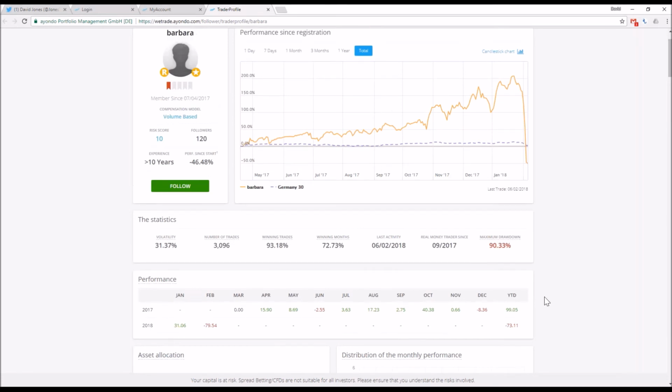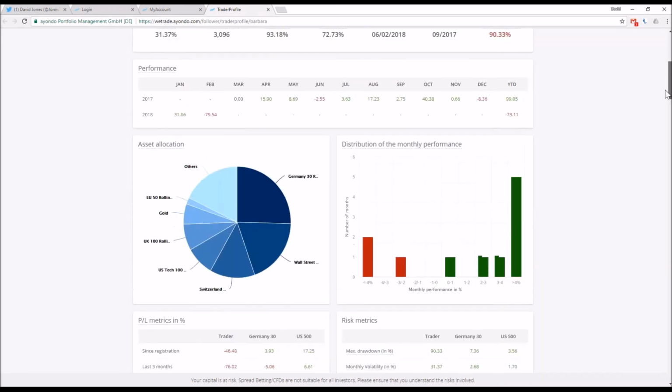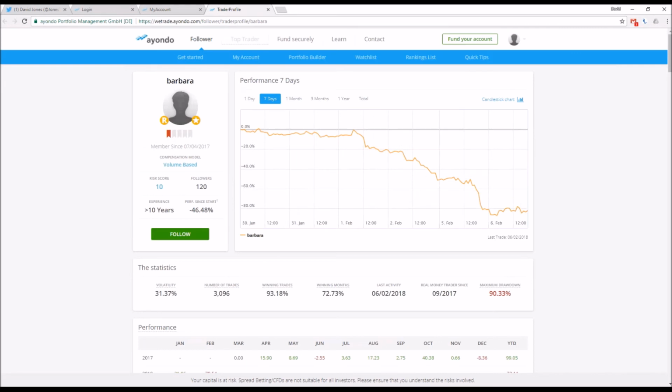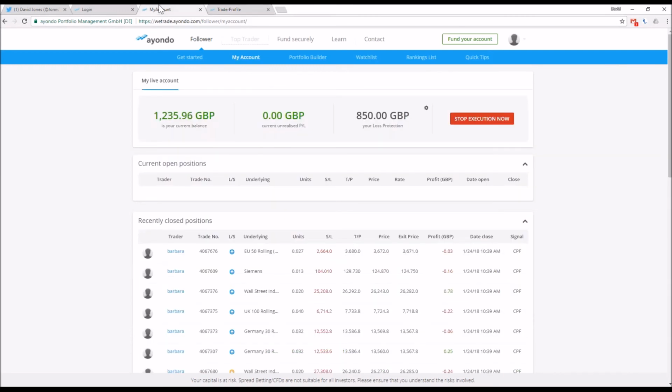So Barbara's clearly got clobbered. Last year, she made nearly 100%, 99%, but has been absolutely chopped. So we'll look at the details, and it's with the markets falling just over the last few days. Dear me, that's very poor risk management. Anyway, let's get back to my account. So £1,236 in there, still waiting for a trade to go through. No trade has gone through yet.